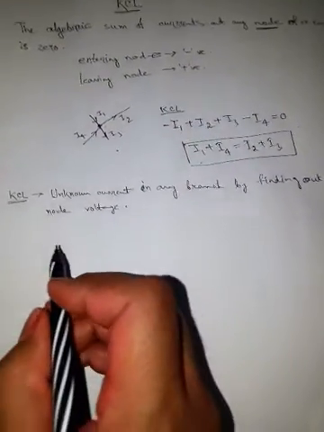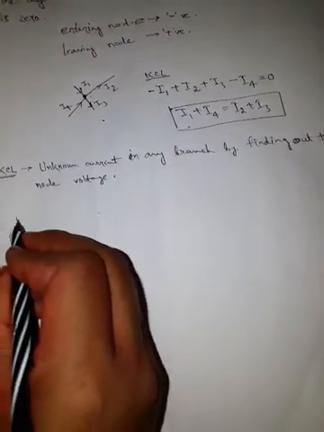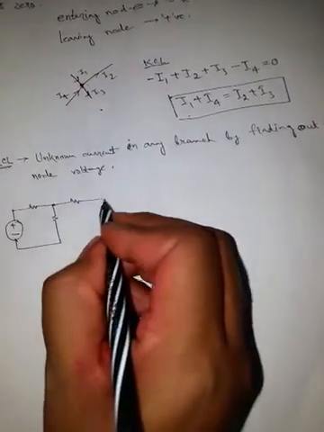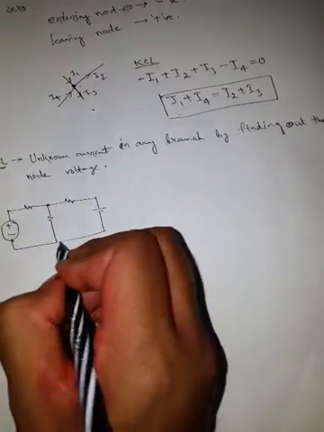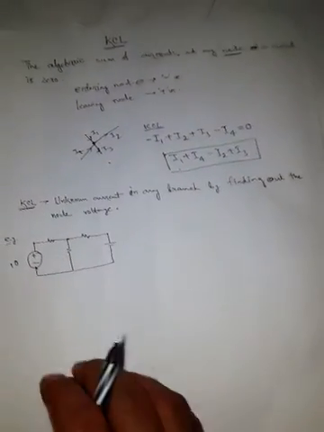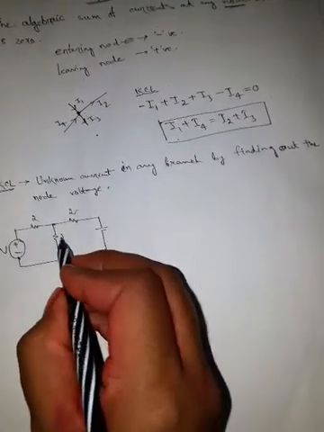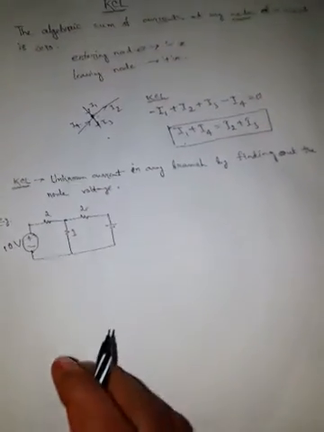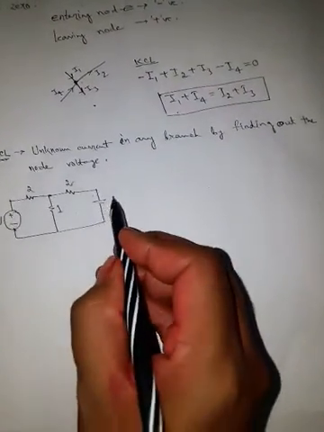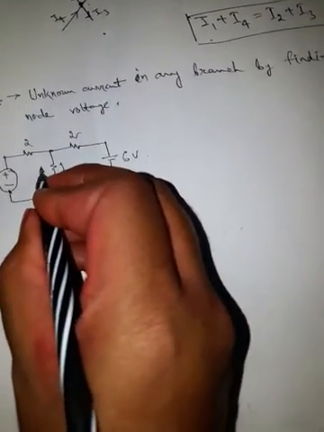Take a simple example here. Suppose this is a circuit: this is 10 volt, 2 ohm, here also 2 ohm, this is 1 ohm, and this voltage is suppose 6 volt. I will have to find out this current, that is I.